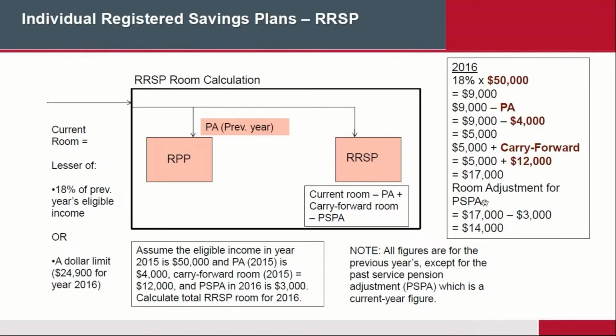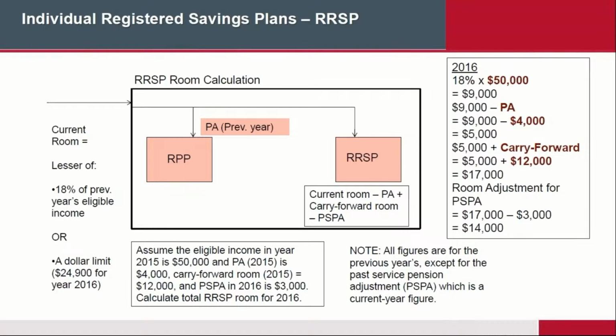Okay. However, your employer also put in a past service pension adjustment on your pension plan. In other words, your employer threw in $3,000 in past service pension adjustment. That is a minus as well. And so your total amount of money you now can put into your pension plan, into your RSP, in this example, is $14,000.